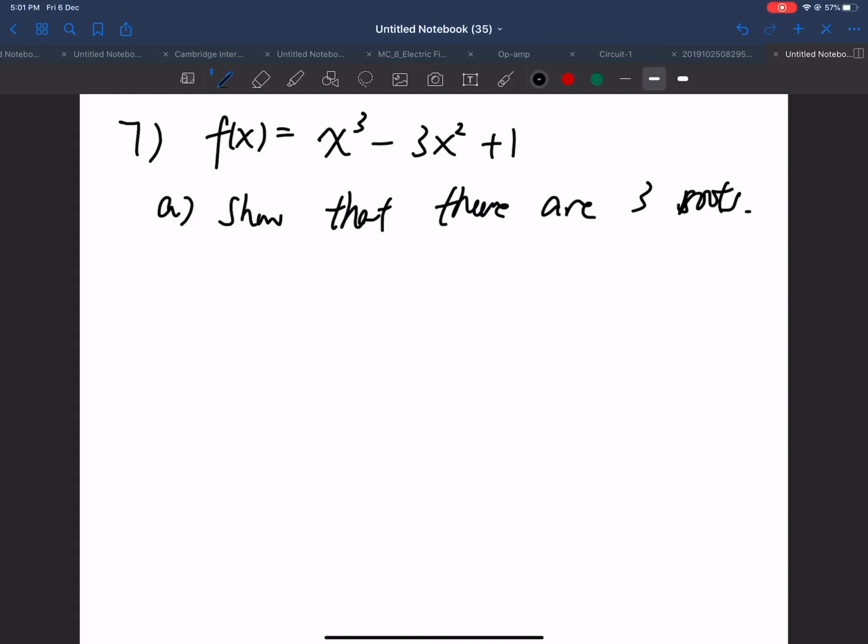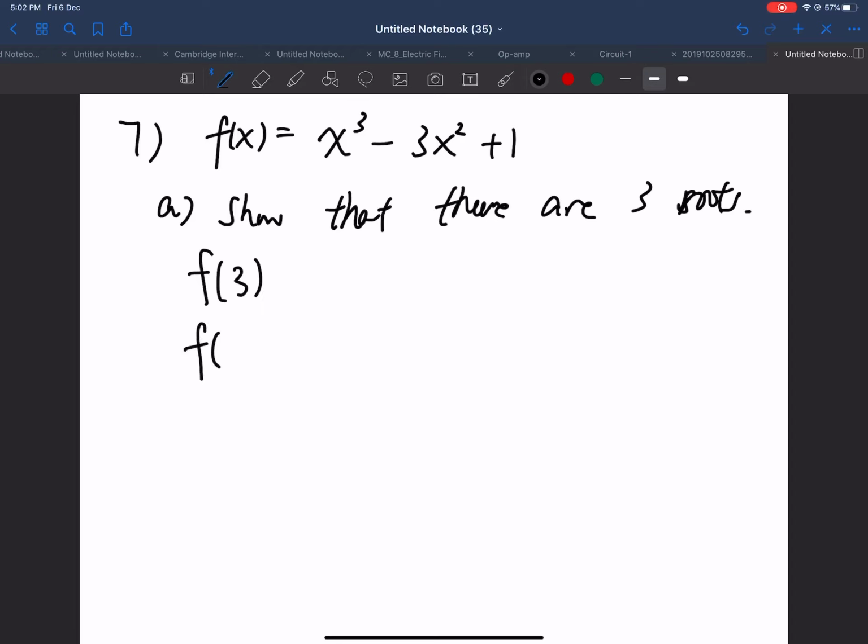So then how do you show it? It says show it, so that means we have to give reasoning. What you should do is show that the sign will change 3 times. One of the solutions is 2.87, so you can try, let's say, 2.5 and 3. And 0.5, negative 0.5.